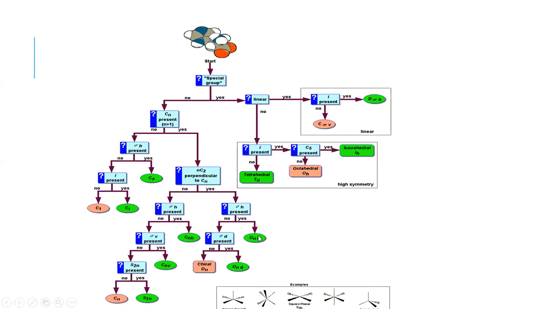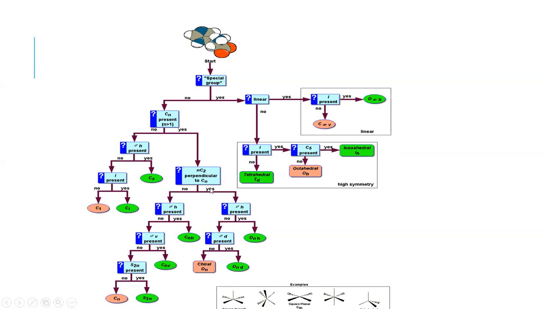If yes, then you have to ask if there is a sigma H present. If yes, then your point group is DNH. If there is no sigma H present, then you have to verify if there is a sigma D present. If yes, then it is DND. If sigma D is also not present, then it should be DN. If it is DN, there is a chance that it can be chiral.